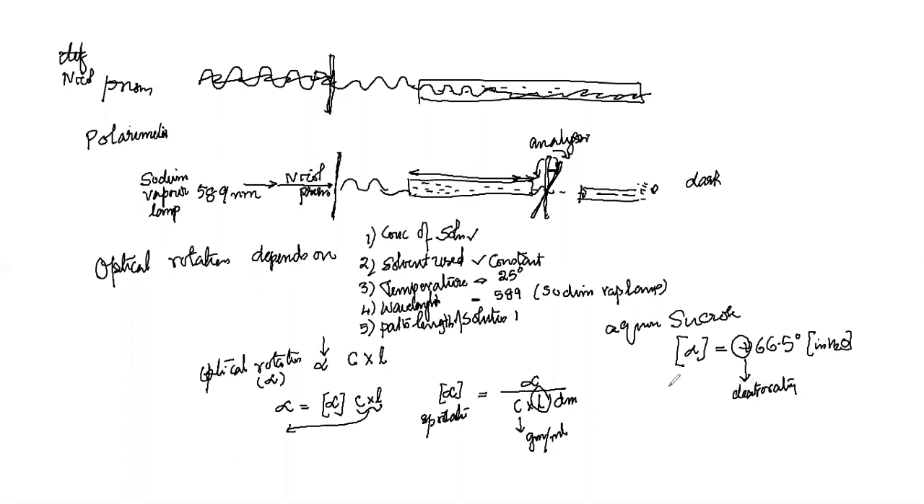So this is basically what polarimeter and polarimetry are. Next time we will discuss the cause of optical activity and the definition of it. Okay, we'll stop here. We'll continue on Monday. Thank you.